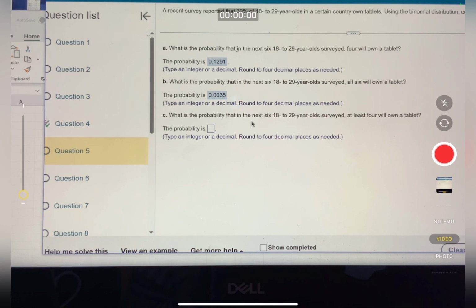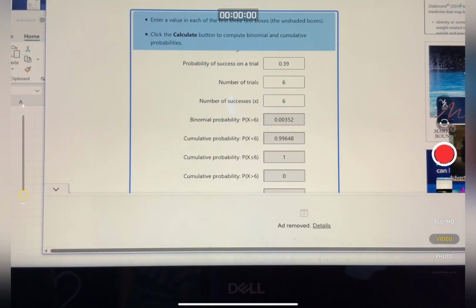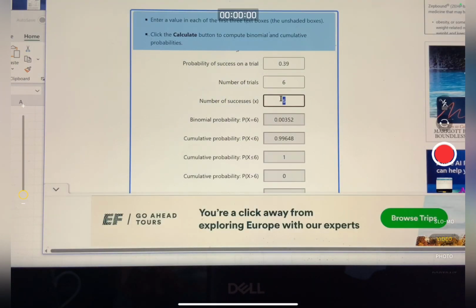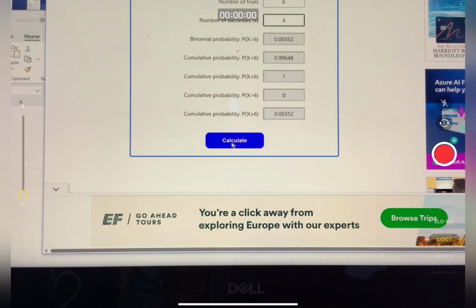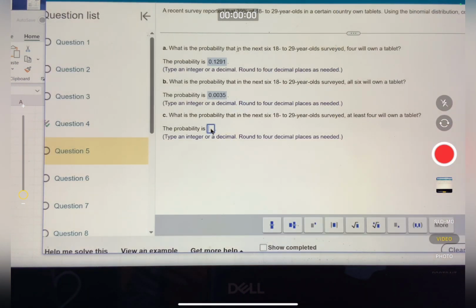What is next one? In the next 6, it says at least 4, which means we have to pick greater or equal 4, right? So let's go here. Total is 6. Here is 4. So we're going to get the calculation. At least 4, it's going to be greater or equal. Here it is: 0.1657. Checking.